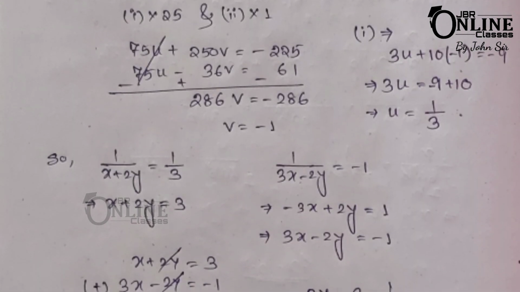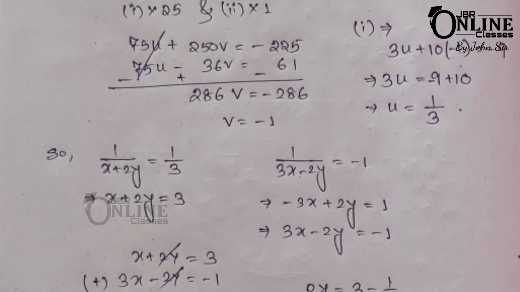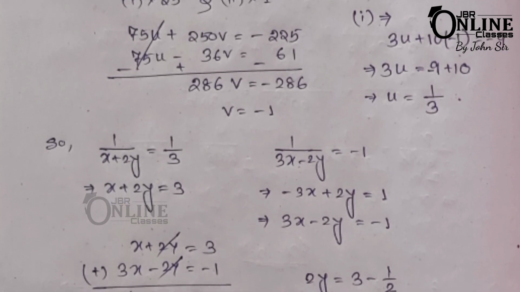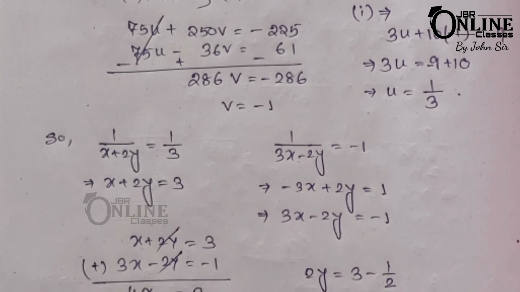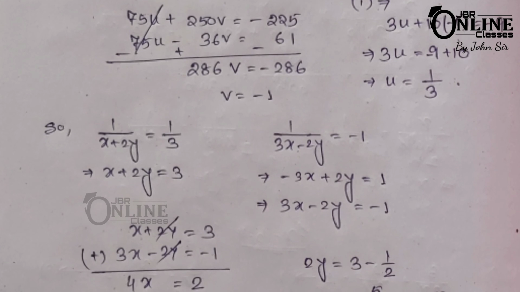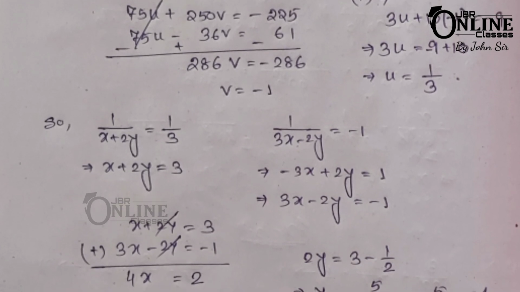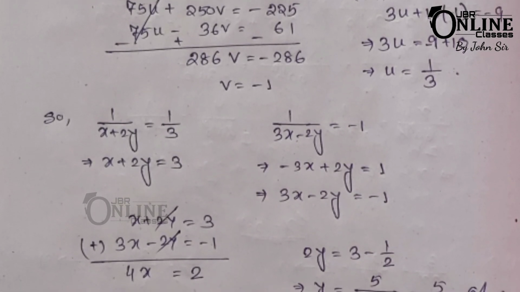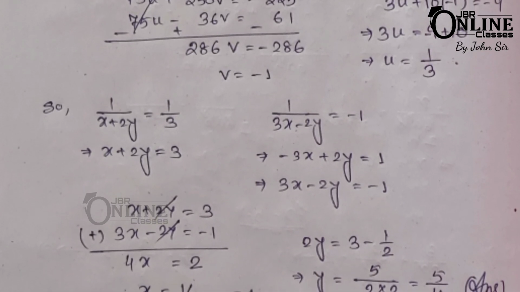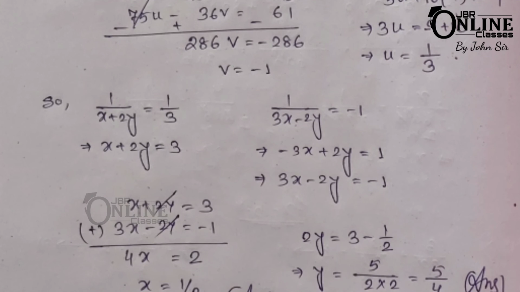So finally you will get the value of v equals minus 1, and from that you will get the value of u also, and that will be 1 by 3. So here 1 by x plus 2y equals 1 by 3, by cross multiplying, x plus 2y equals 3. And here 1 by 3x minus 2y equals minus 1. So from that you will get 3x minus 2y equals minus 1.